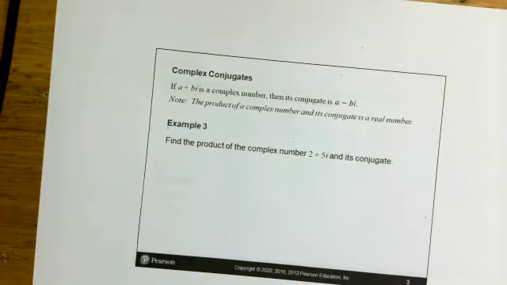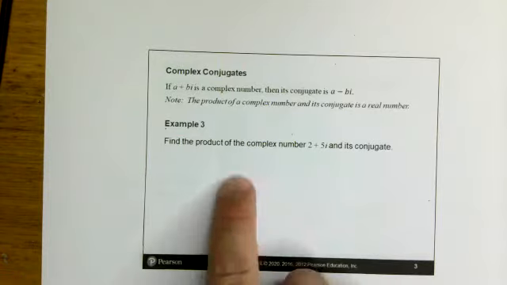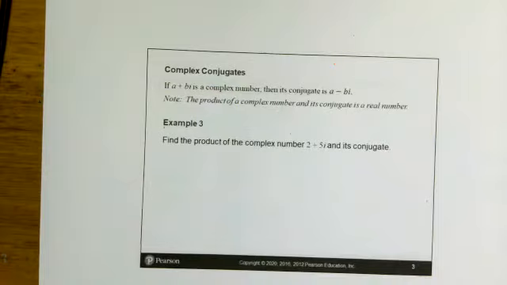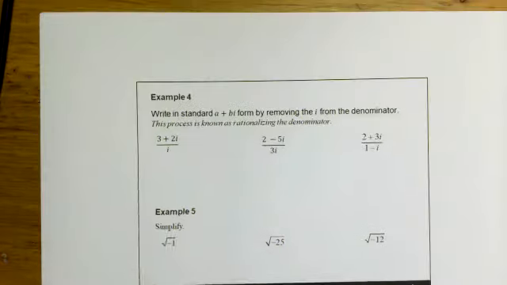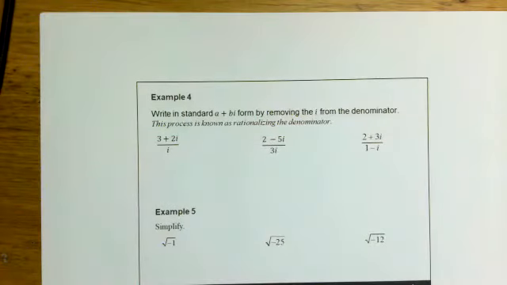Example 3. Oh, we're going to skip. Okay. Complex conjugates. First, I want to do 2 examples from example 4, and then we'll go back to example 3. Okay, so go on to the next page. For example 4.